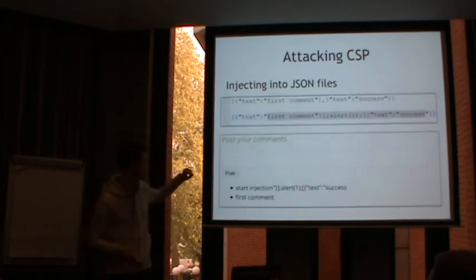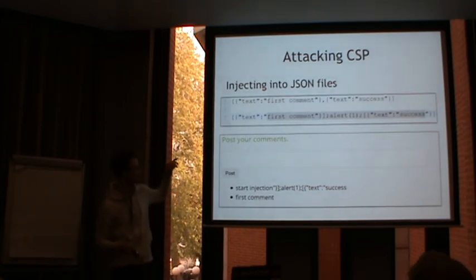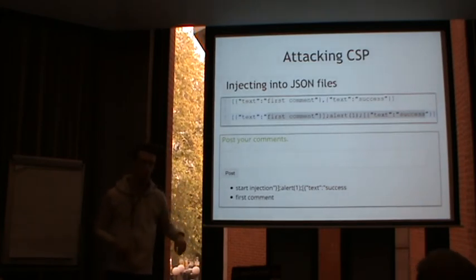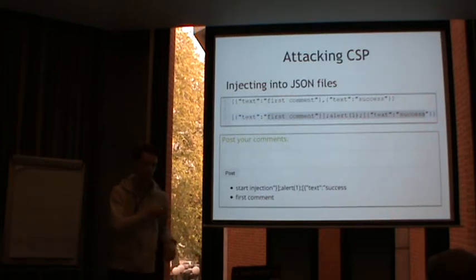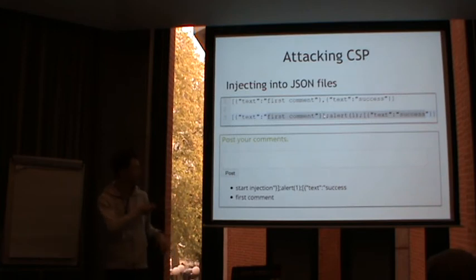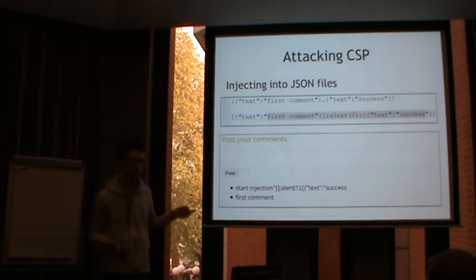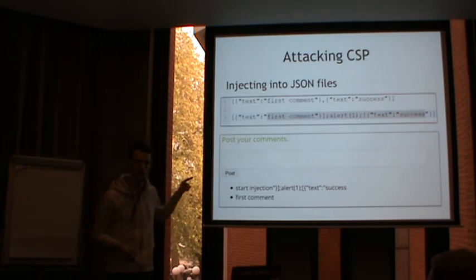So you can just type in your comment, post it, and it's stored in the JSON file. And what the JSON file looks like is the first line. These are two comments in the JSON file. So you basically have your text field and then the first comment, which is here, and then you have the second comment. What we want to do is close the JSON with a square bracket, add our JavaScript, and then open a new one for further comments.